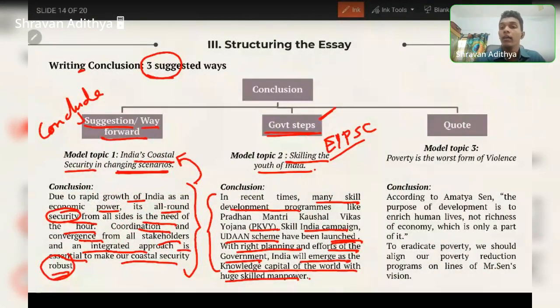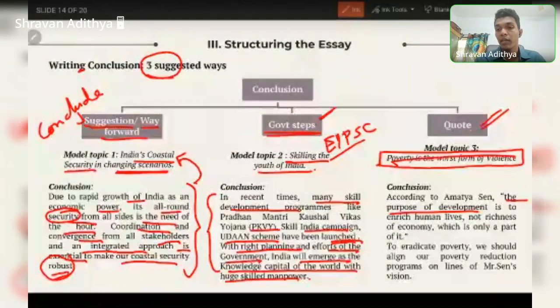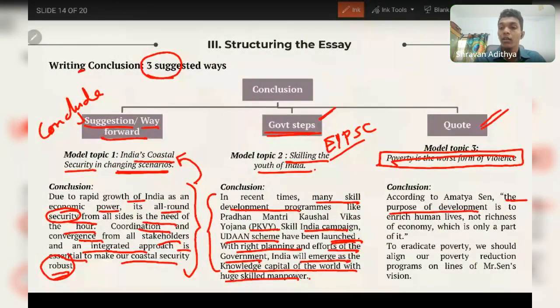And finally, a quote based conclusion. So for example, poverty is the worst form of violence. Okay, this is also a previous year question. So here, according to Amartya Sen, in the conclusion part, after you're done with the body, the purpose of development is to enrich human lives, not richness of the economy, which is only a part of it. So what he is basically saying is, we need to enhance the capabilities of the poor rather than just improving the riches in the economy.